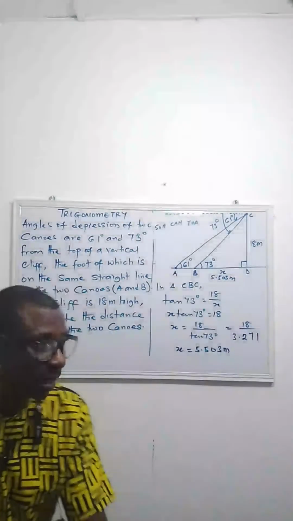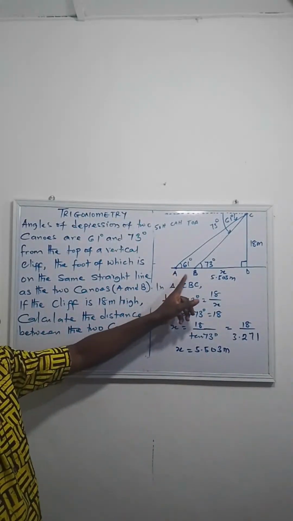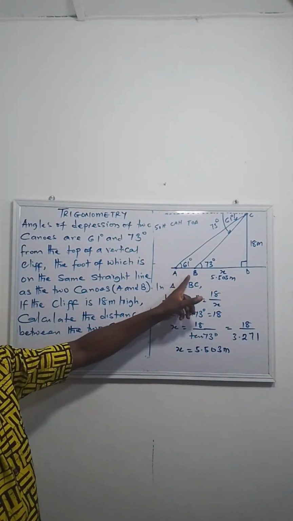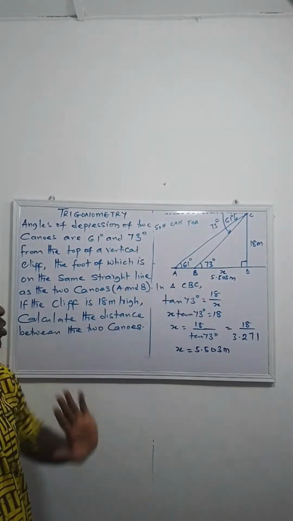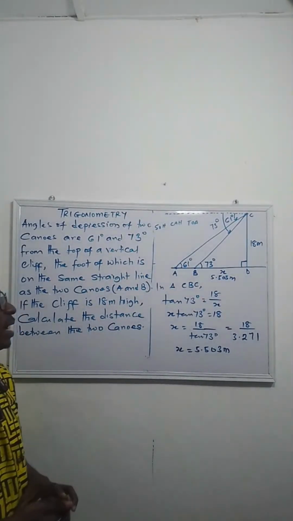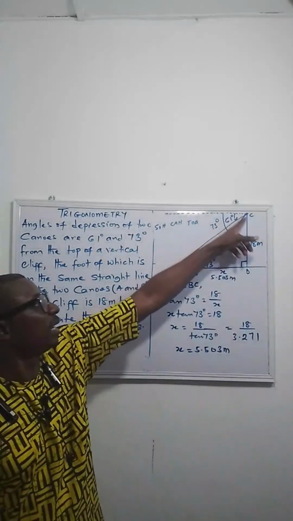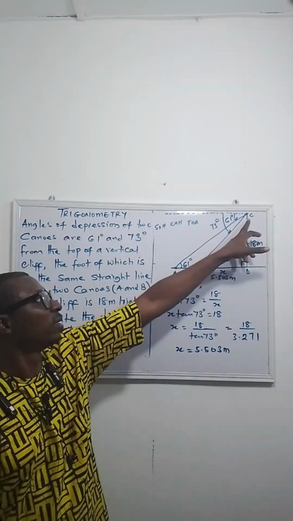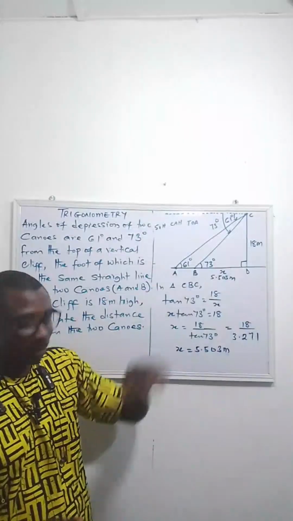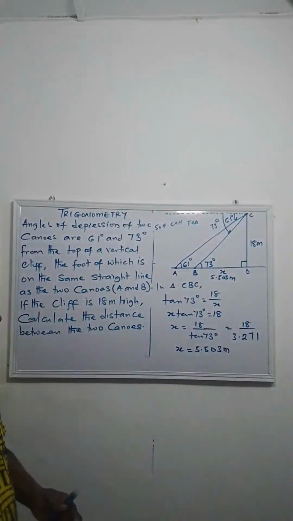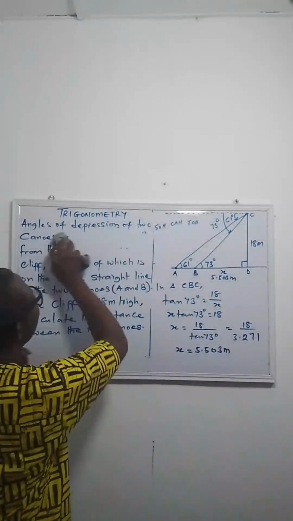But what we want to get now is length AB, the distance between the two canoes. So now we consider the bigger triangle, triangle CAD.